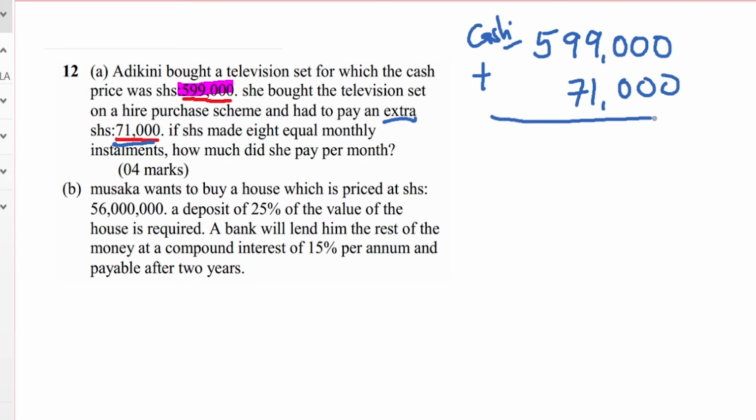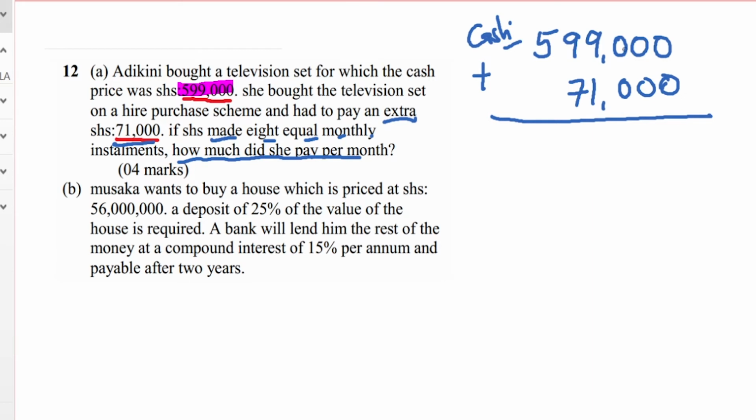But this 71,000 extra was paid not all at once, but over a period of time in installments. According to the question, they are 8 monthly installments. Now, if they are 8 monthly installments, then the question is, how much did she pay per month? I mean, if she pays an extra 71,000 shillings, made in 8 equal monthly installments.